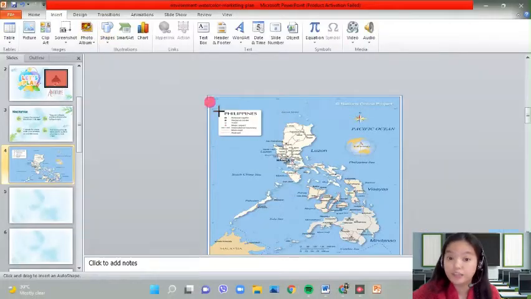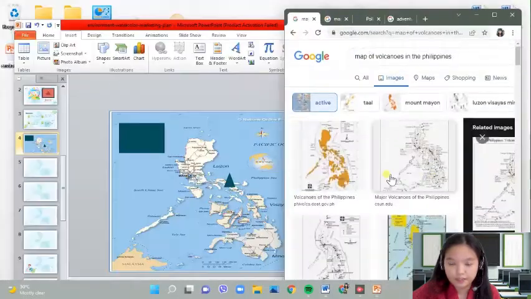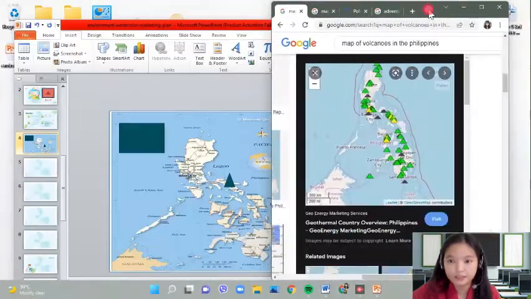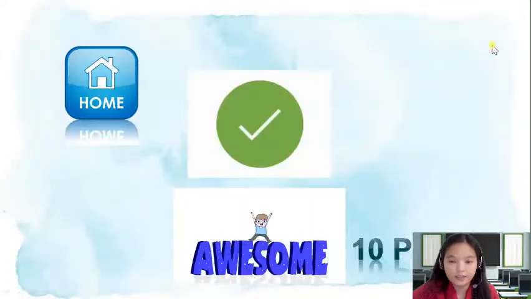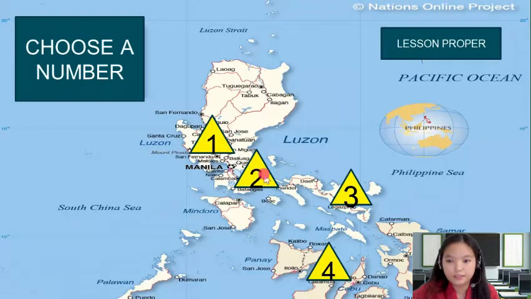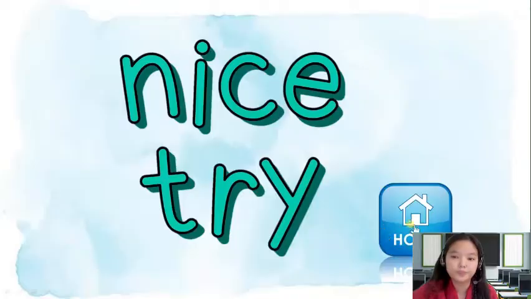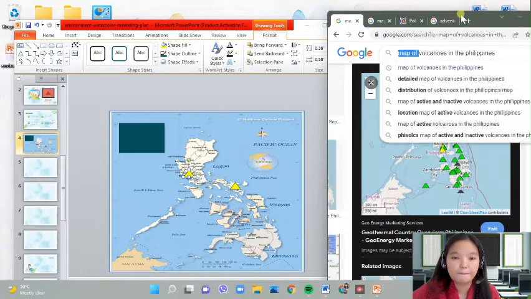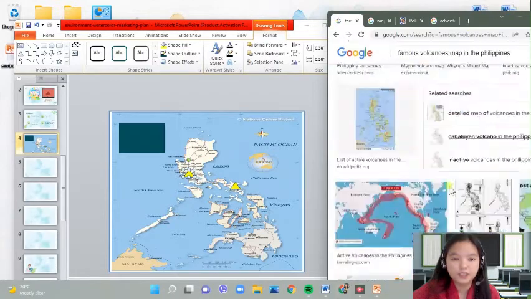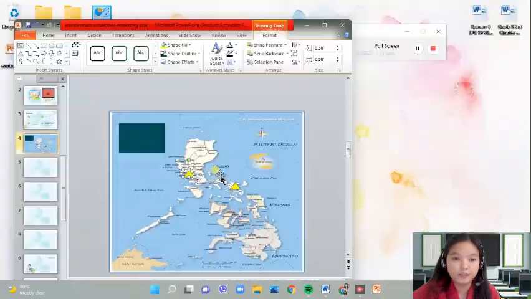Let the students guess the famous volcano shown. If they get it right, you can click the star, which means they will get a point. If they get it incorrect, then you get the nice try button, which is the arrow. So how do we make that hyperlink? Of course, first you can get some shape.